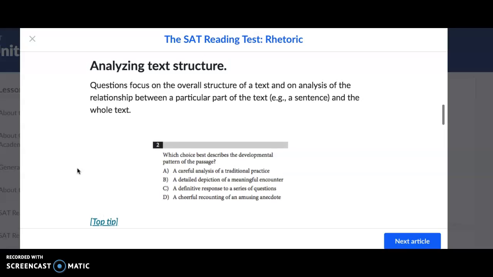Another one would be analyzing text structure. That means, how does the text develop? Does it start off one way and shift to another? Does it start off one way, shift to another, and go back to the beginning? Is it traditional, like a 5-paragraph essay? What does it do? How did the author structure that text?